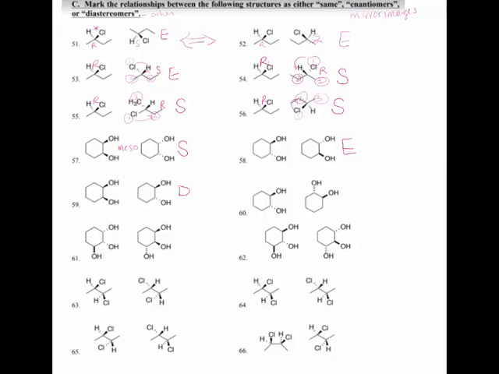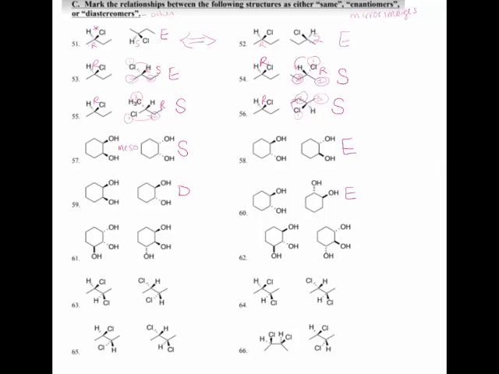For number 60 here, we have mirror images. They are not superimposable. So what I'm doing is mentally flipping it this way so that I can take this OH to the rear, and this guy comes out like this. So I've rolled it around so that this is the molecule. So it's a mirror image, but they are not superimposable. And because they are not superimposable, these are enantiomers.